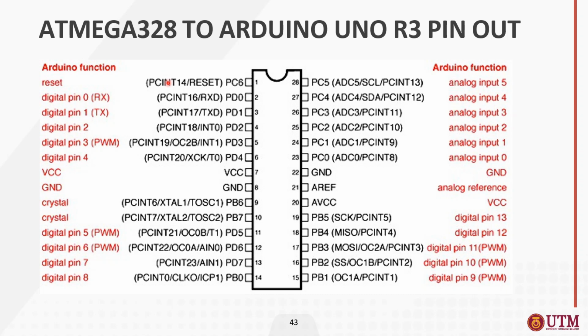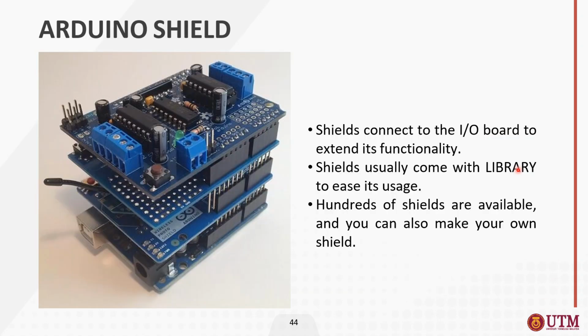But what differs here is the connections. For example, PC5 is connected to Arduino analog input 5. Port B5 is connected to digital pin 13 of the Arduino, and so on. So you can refer to this documentation to map the connections from the ATmega328 to the Arduino Uno pinout.